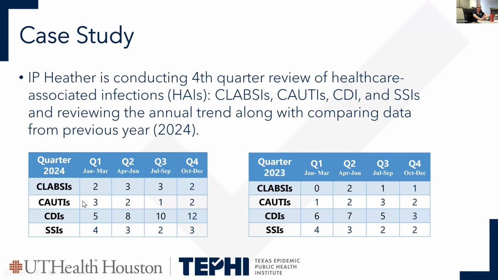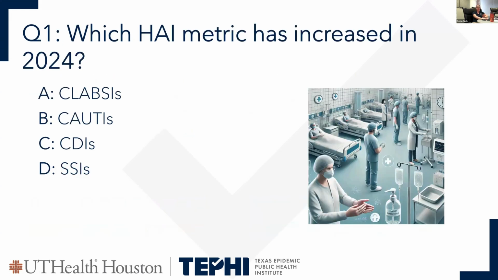But as she's looking at the information, she is looking at 2023 versus 2024 based on our 4 HAIs, and then our quarters, quarter 1, quarter 2, quarter 3, quarter 4. So based on this information, which HAI has increased in 2024? Was it CLABSIs, CAUTIs, C. diff, or SSIs? Feel free to put it in the chat, or you can unmute yourself. What is the correct answer? Yes, it's C. diff.